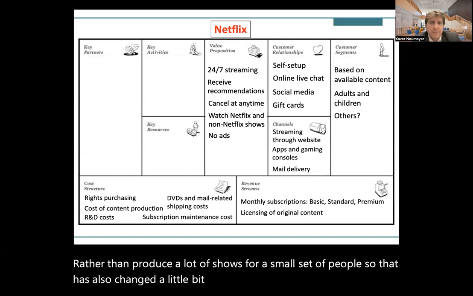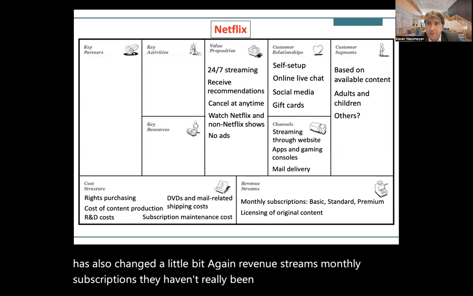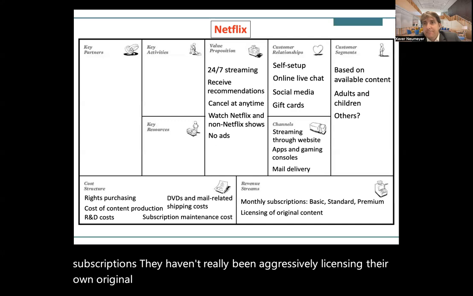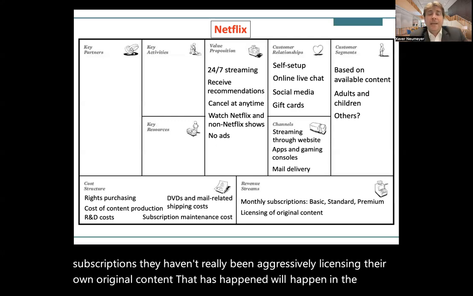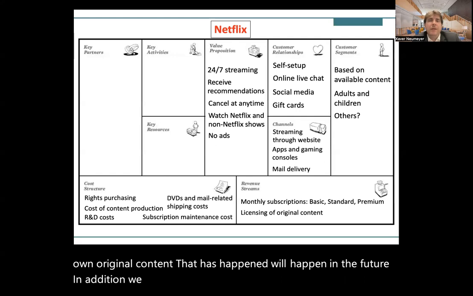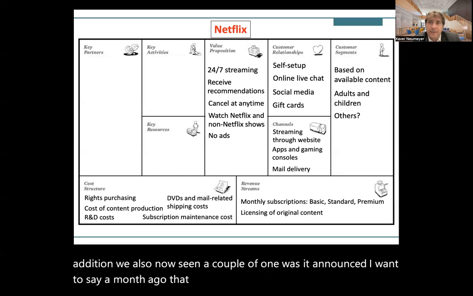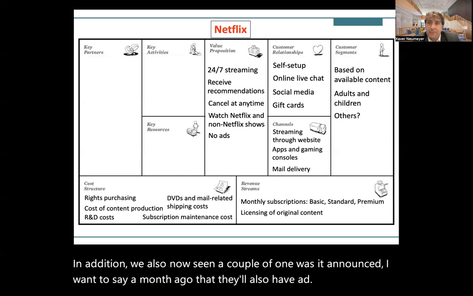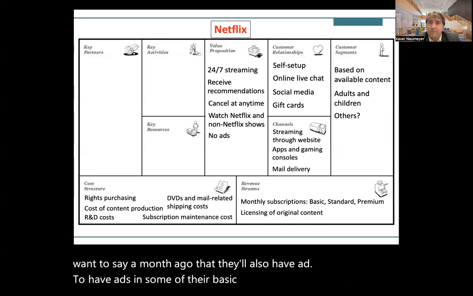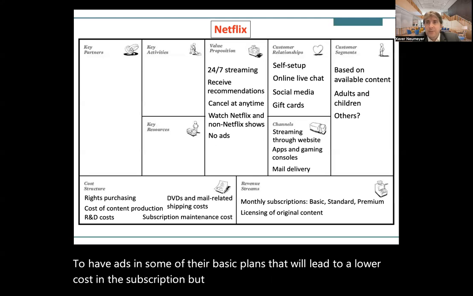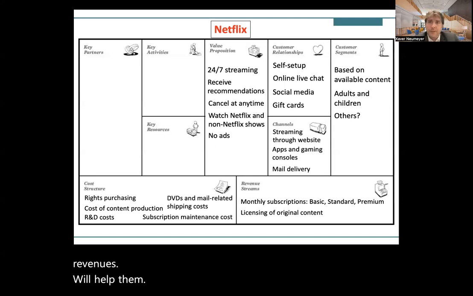Again, revenue streams, monthly subscriptions, they haven't really been aggressively licensing their own original content. That will happen in the future. In addition, we also have now seen, when was it announced? I want to say a month ago, that they'll also have ads in some of their basic plans that will lead to a lower cost in the subscription, but those ad-generated revenues will help them with their overall profitability, or so they hope.